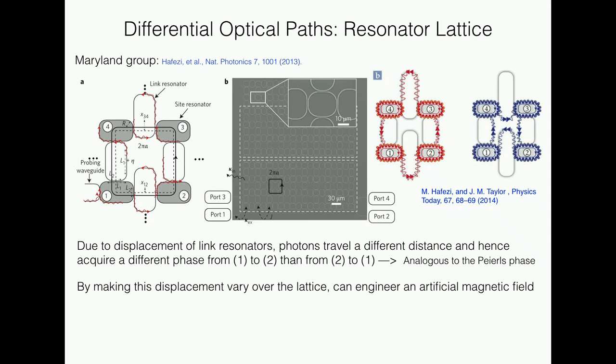And the idea that they had was to control the position of these link resonators and to displace them such that, if you have photons spending a lot of time in these site resonators and then going quickly around these links, a photon going around the system in this direction, counterclockwise, travels a different path, a different length, than photons going in the clockwise direction. And because light has a phase e to the ik dot r, if it travels a different distance, it gets a different phase. So r is different between these two paths, which means there is a relative phase difference between this process compared to that process. And that's the effect of a magnetic field, actually, but recast in this language.